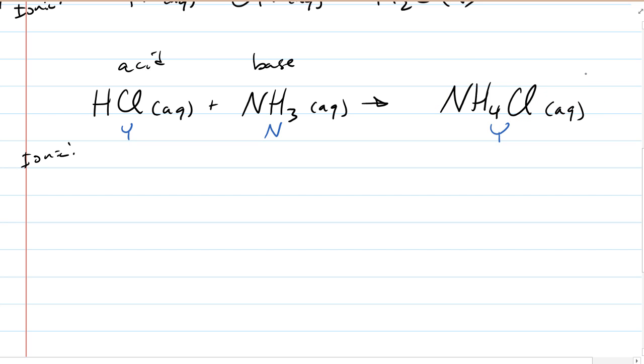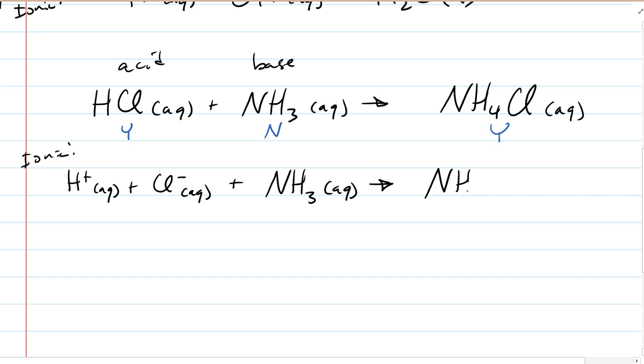So now that we have these, we should be able to write out the ionic equation. Hydrochloric acid is written as H plus and Cl negative. Ammonia is written as ammonia. And ammonium chloride is written as ammonium ions and what else? Chloride ions. Because again, an ionic compound simply dissociates, yielding ammonium ions and chloride ions.